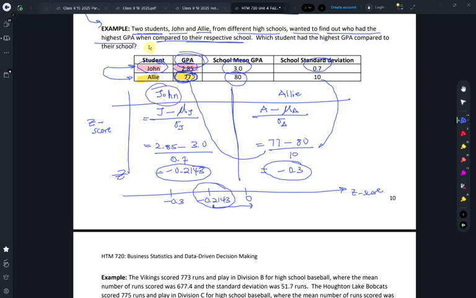So John has what? A higher what? Z-score. And since that's what we desire in this scenario, he has the relatively higher GPA, which means he is performing better relative to others in the school as compared to Ali relative to others in Ali's school.